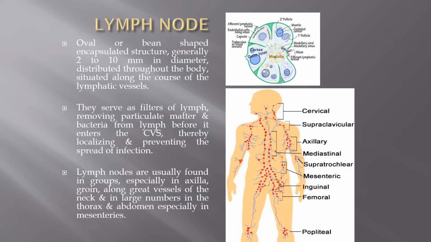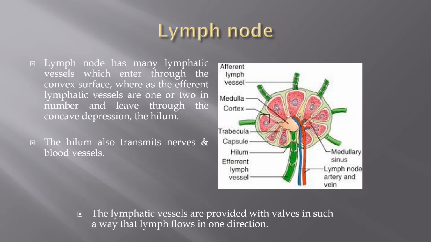Lymph nodes are usually found in groups, especially in the axilla, groin, and along the great vessels of the neck, and in large numbers in the thorax and abdomen, especially in the mesenteries. The lymph node has many lymphatic vessels which enter through the convex surface, called the afferent vessels, whereas the efferent vessels leave the lymph node through the hilum, that is the concave depression. The hilum also transmits the nerves and the blood vessels. Lymphatic vessels are provided with valves in such a way that the lymph flows in one direction only.